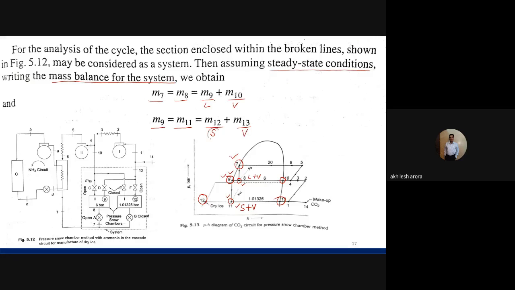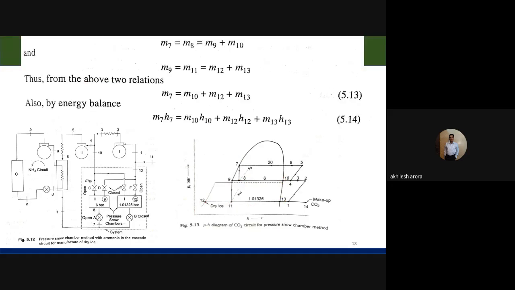So this is the dry ice, and this is basically the yield that we are getting from this particular cycle, or from this particular system. Now this we have already discussed. From the above two relations, what can we say? We can say that M7, where is the M7? M7 is here.